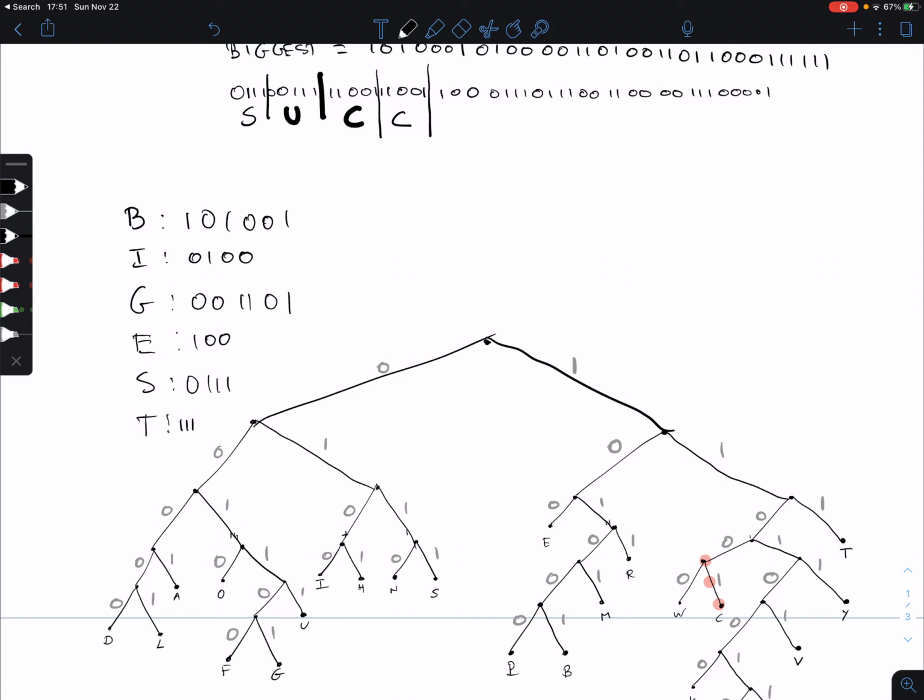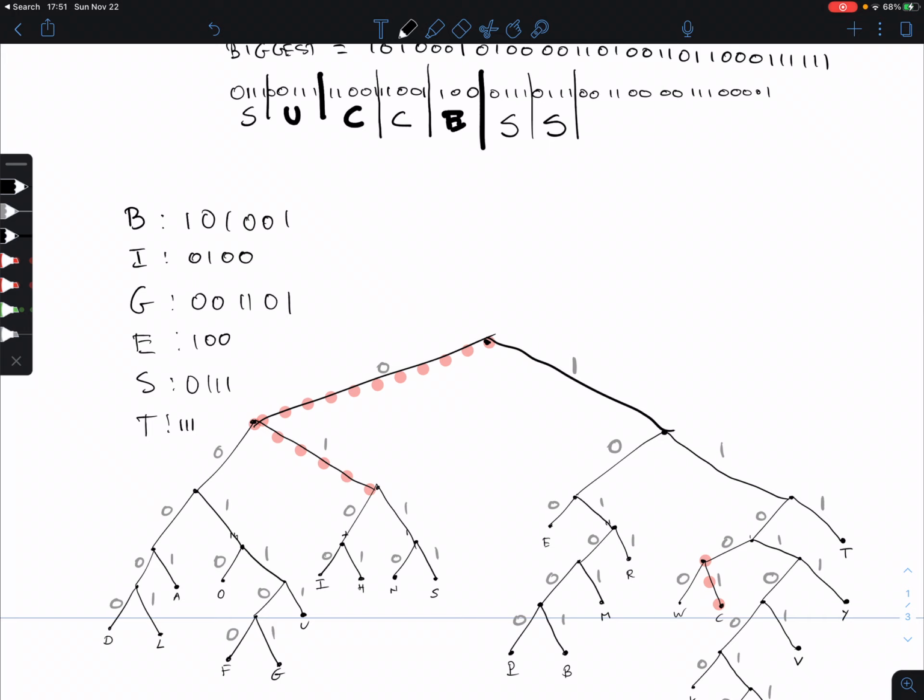So the next instructions are 1, 0, 0, 1, 0, 0. That is E. So this is E, and it goes up to there. Then we start with 0, 1, 1, 1. That is S. So this is S. The next four arrows are the same thing, so this must also be an S. Okay, success. That's good. That's promising. What is next?